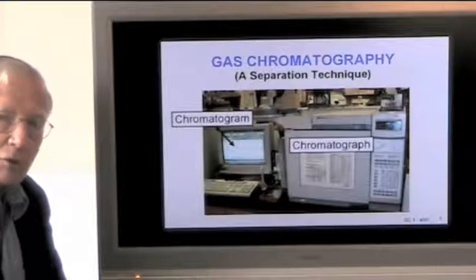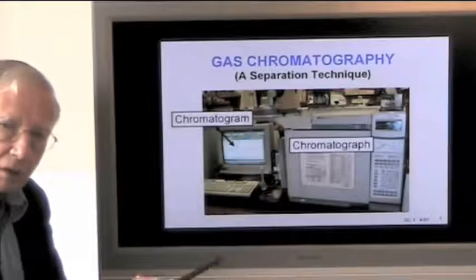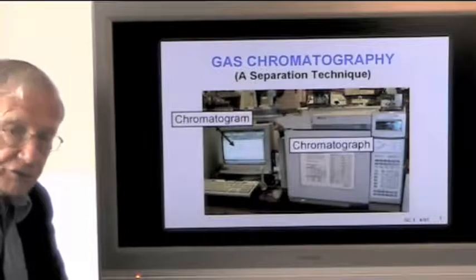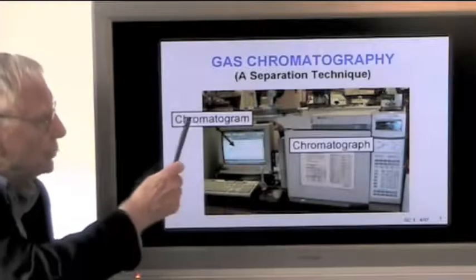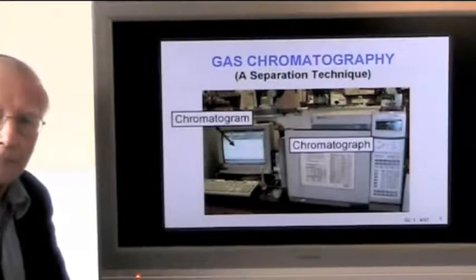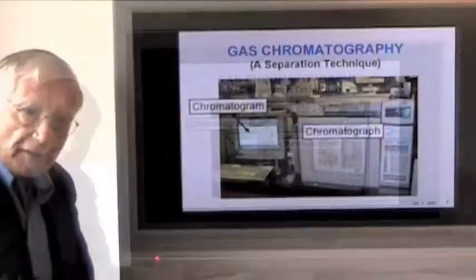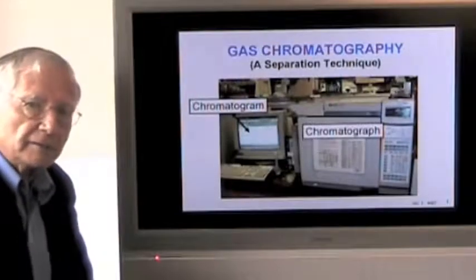This machine, by using an injection port, a column, and a detector, generates a written record of the analysis, a series of peaks. And that series of peaks is called a chromatogram. A chromatogram is simply a written record of the analysis performed by the gas chromatograph.